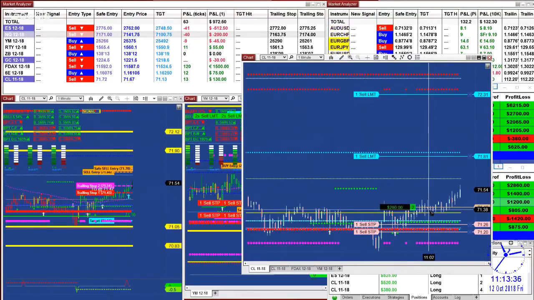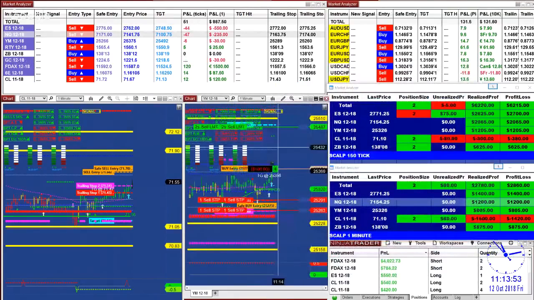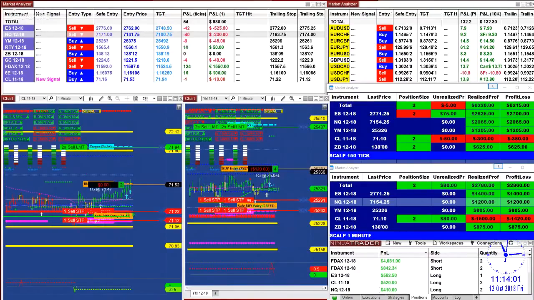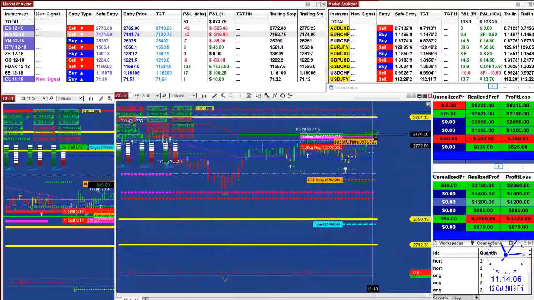The new signal on the automated trade, you will find the signal here on the first column. This one here is a manual, and we have the YM new signal. Let me see if we... on the ES anything below the 76.